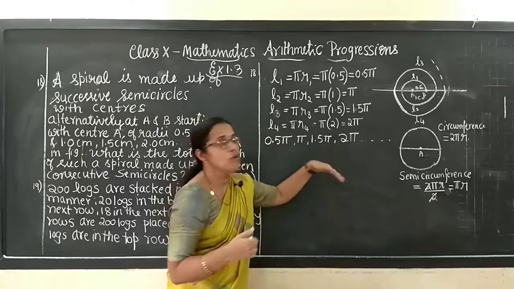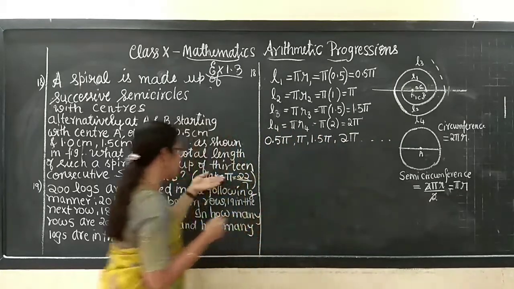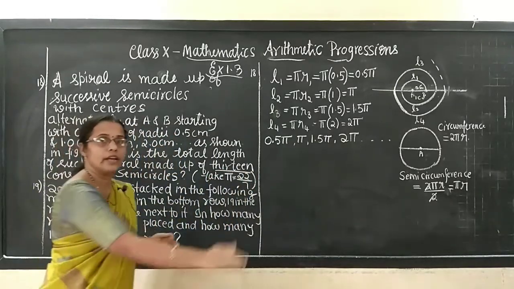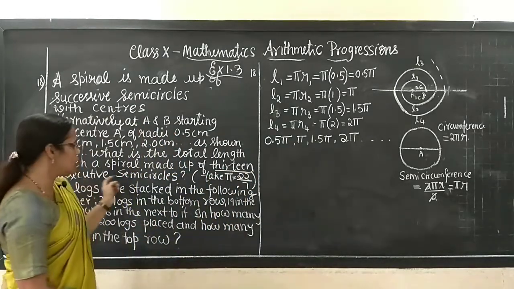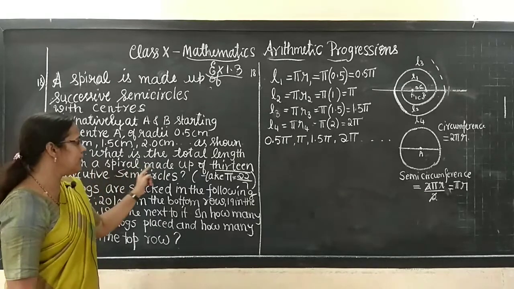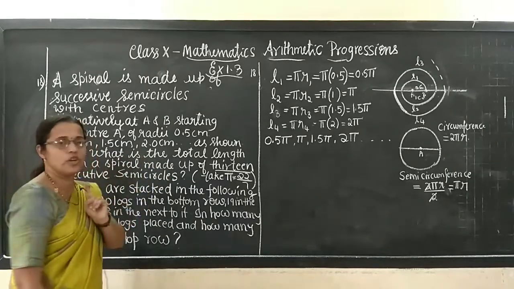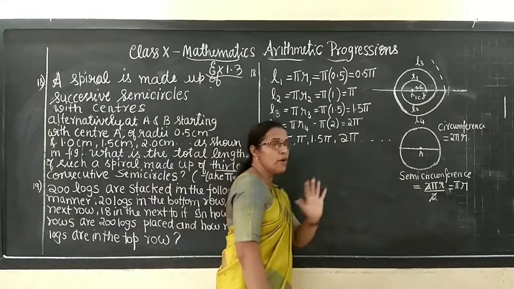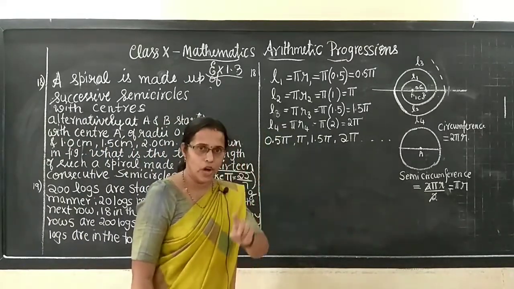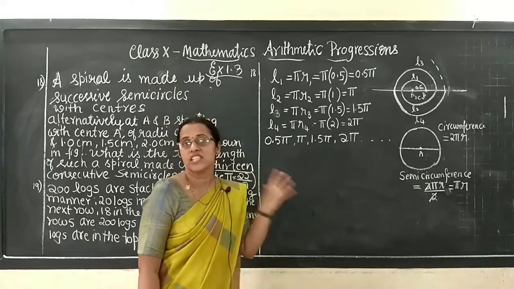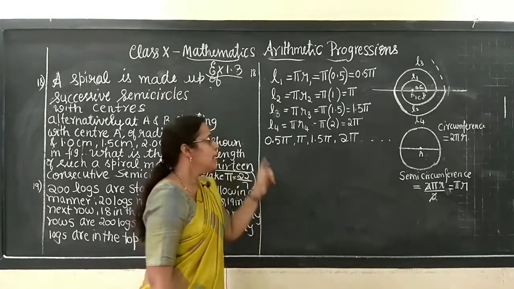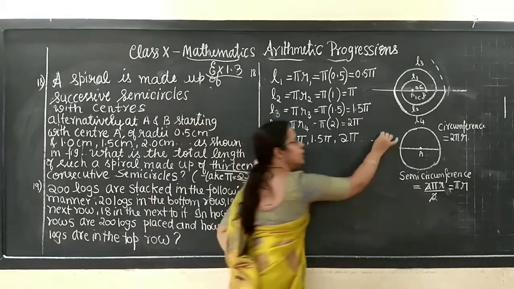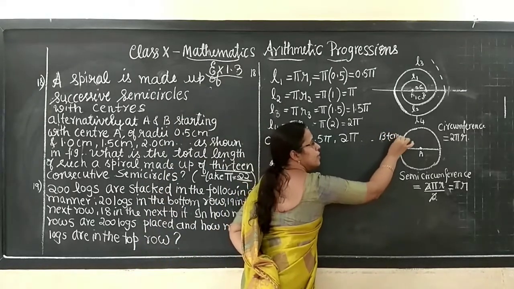Like this. How many successive semicircles are there? 13 semicircles are there. That means you have to find out the total length of such a spiral made up of 13 semicircles. So 13 terms are there. What is the sum of those 13 terms? Total means sum you have to find. So totally how many terms are there? 13 terms.